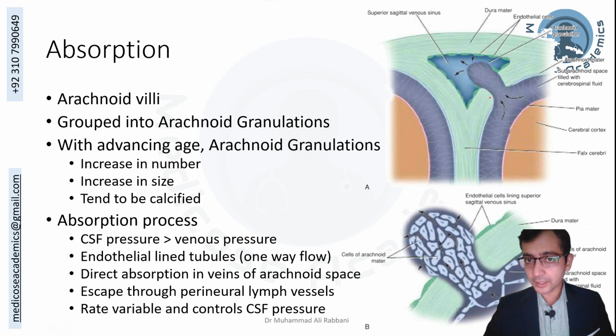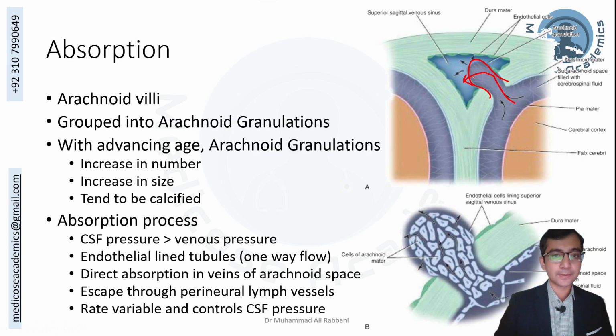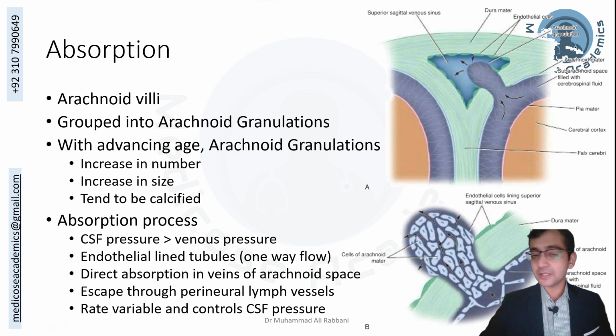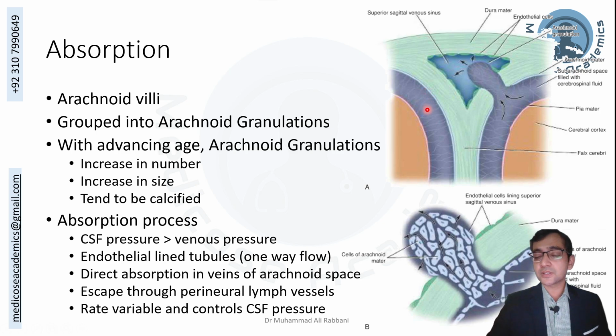The arachnoid villi come together to form the granulations, which are an extension of subarachnoid space into the dural sinus, and through that the fluid is pushed into the dural venous sinuses. With advancing age they increase in number and size, and they tend to be more calcified. Absorption occurs because the CSF pressure is higher than the dural venous pressure, and that's how they regulate.